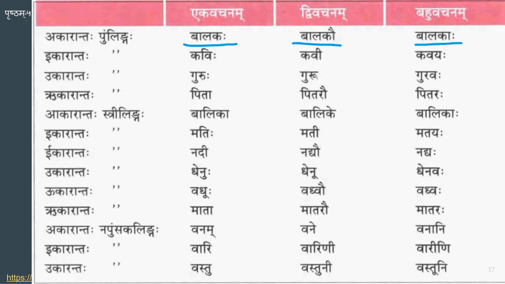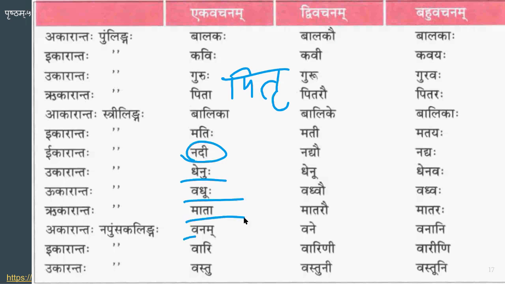Kavi, we have kavi as the pratipadikam without the visarga. And ukaranta, we have guru without visarga as pratipadikam, u ending. Pita is pitru, ru ending. And balika is same. Matihi is mati. Ikaranta nadi. There is no change in the pratipadikam and prathama vibhakti here. Same. And ukaranta dhenuhu, vadhuhu, mata, vanam, vari, and vastu. So you should be all familiar with this first.